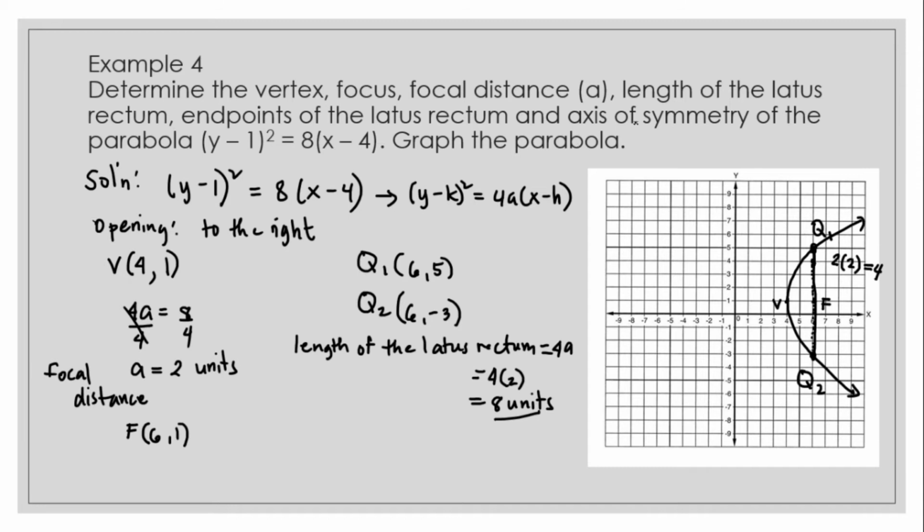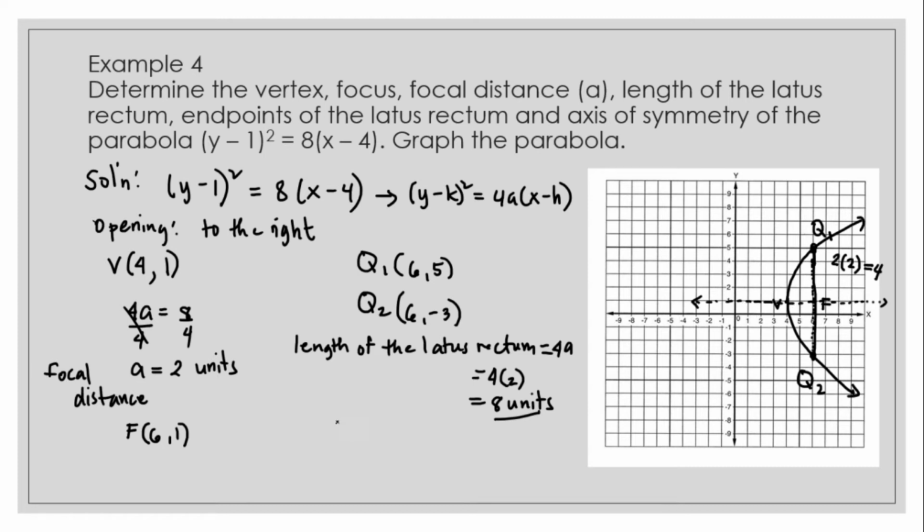Ang kulang na lang natin is the axis of symmetry. So, axis of symmetry, ito yung line na kung saan dinidivide niya yung ating parabola into 2 equal parts. At dadaan po siya sa vertex and sa focus. So, wala nang iba kundi itong line na ito. Itong horizontal line na ito. Okay?